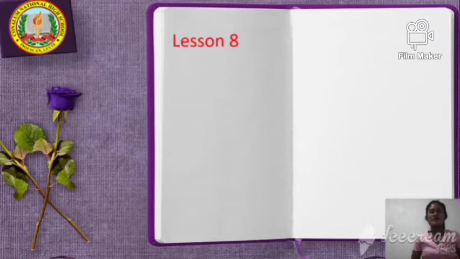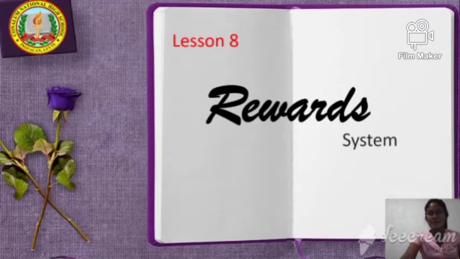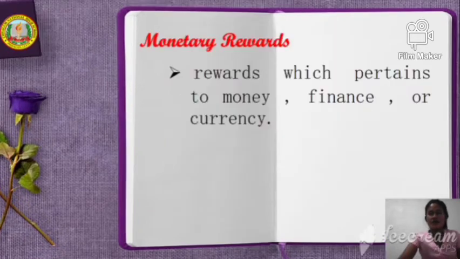Okay, so we are now on lesson 8, which is the rewards system. So this time we will be knowing more about the different reward systems. The first reward system is monetary rewards, which are rewards that pertain to money, finance, or currency. So when we say monetary, this talks about money.